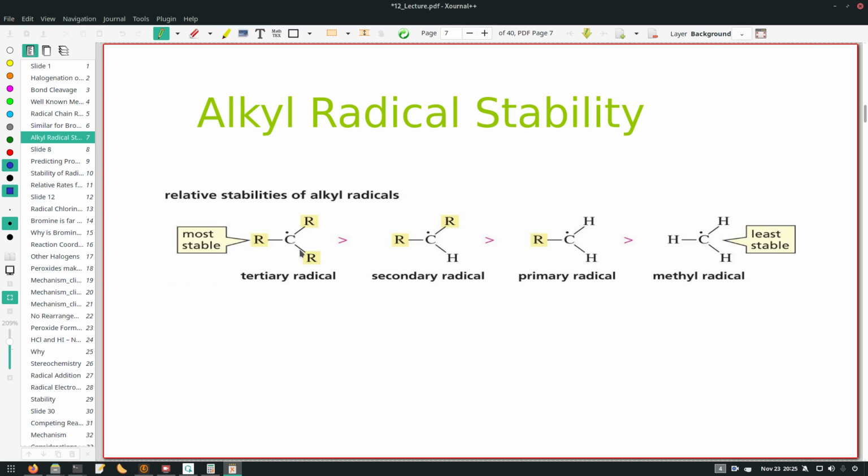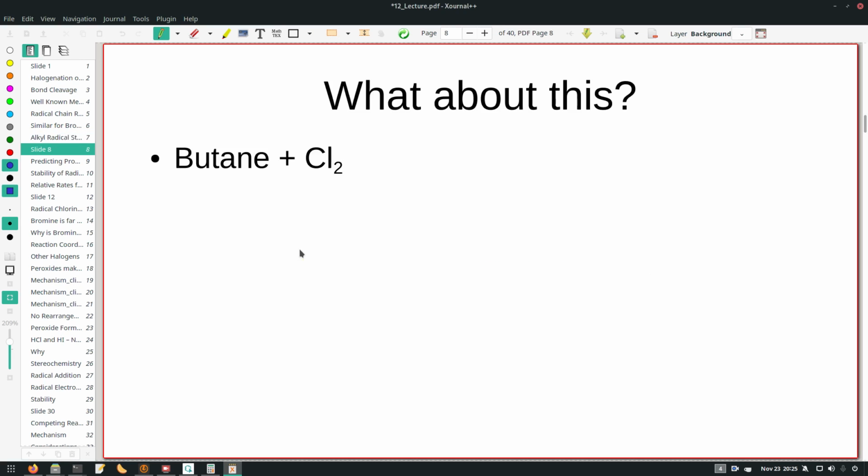Alright. And what I mean by that, that's going to help us predict what happens in this case. If I take butane and allow it to react with chlorine. Alright, so butane. Actually, you know what? Let's do the whole propagation step and everything. So what I mean by that, we'll actually assume that the initiation step happens and we make chlorine radicals. And then our very first step, we're going to have that chlorine radical attack the butane.